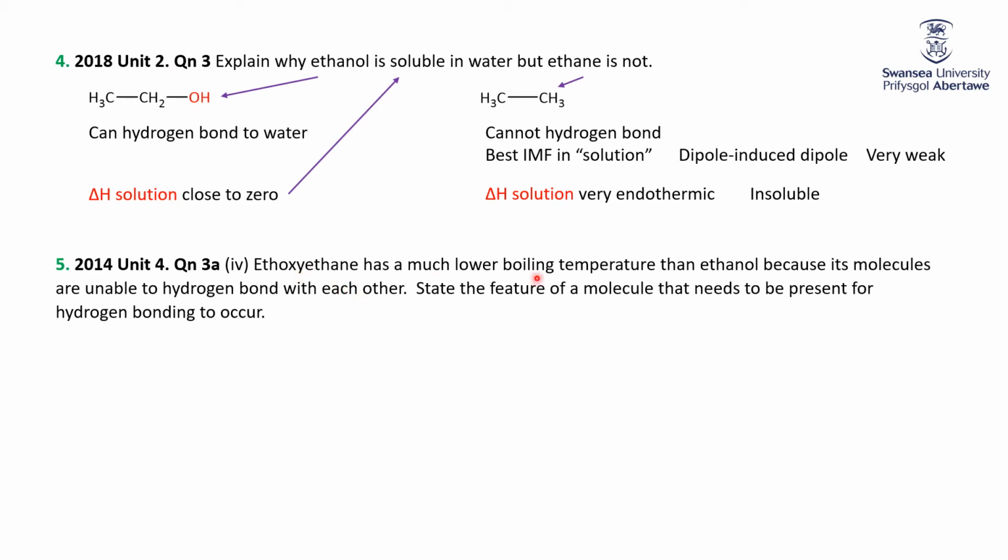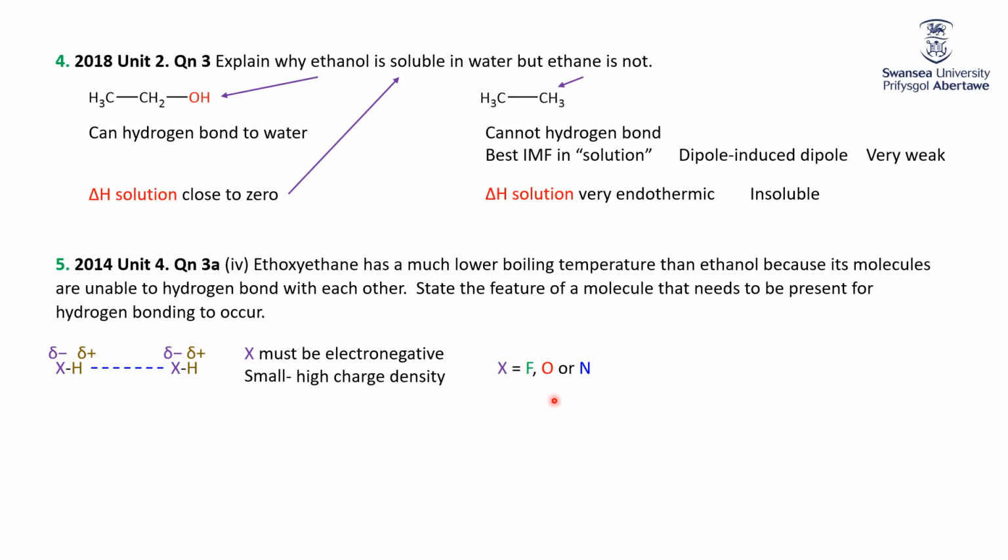Ethoxyethane has a much lower boiling temperature than ethanol because molecules can't hydrogen bond to each other. What does a molecule have to have for hydrogen bonding to occur? Well, hydrogen bonded to an atom X, where X is electronegative, so it's a nice polar bond, but it's not enough that X is just electronegative. It needs to be very electronegative and small. And the atoms that fulfill that are fluorine, oxygen and nitrogen.